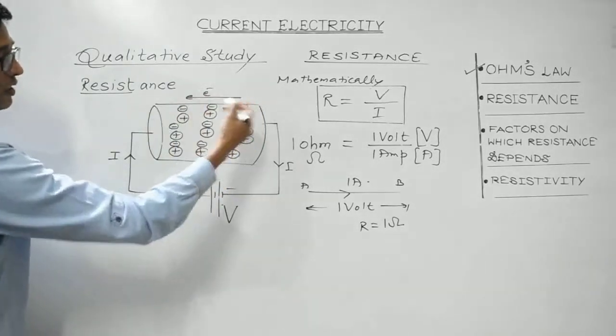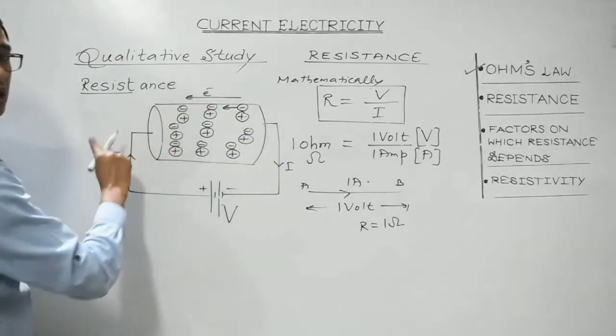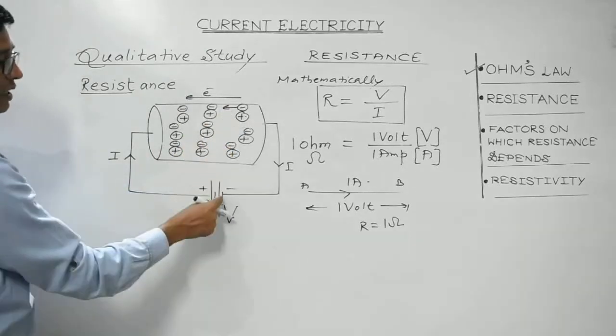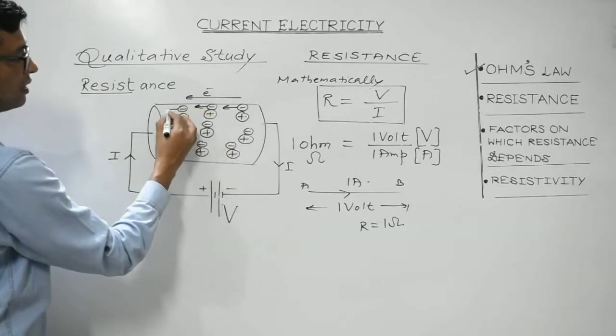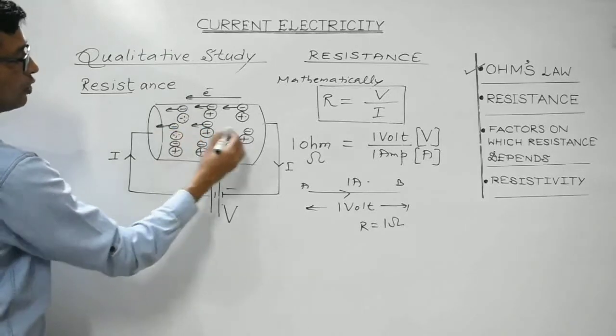And what is the direction of their drift? From lower potential to higher potential. Electrons being negatively charged will get repelled from this negative terminal of the battery, so they will tend to drift in a particular direction.